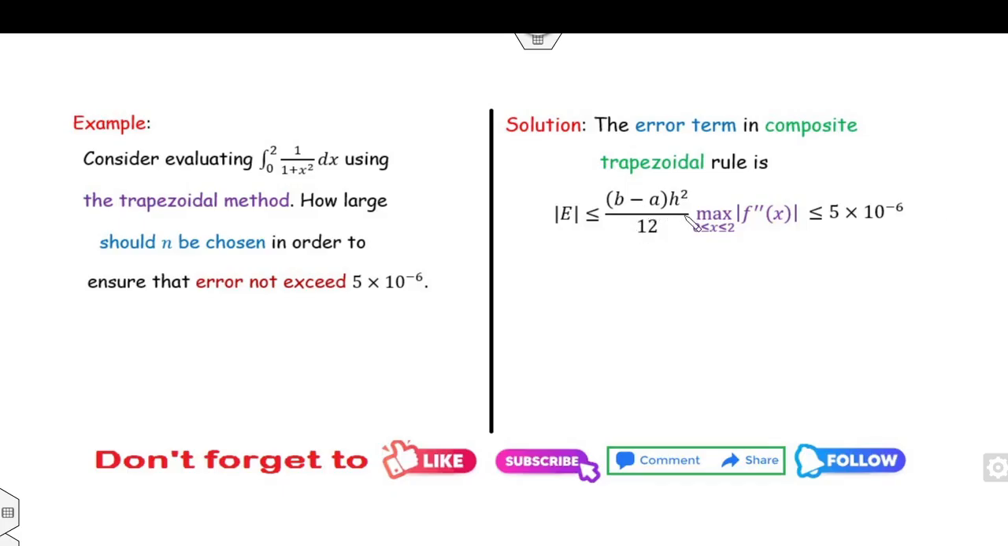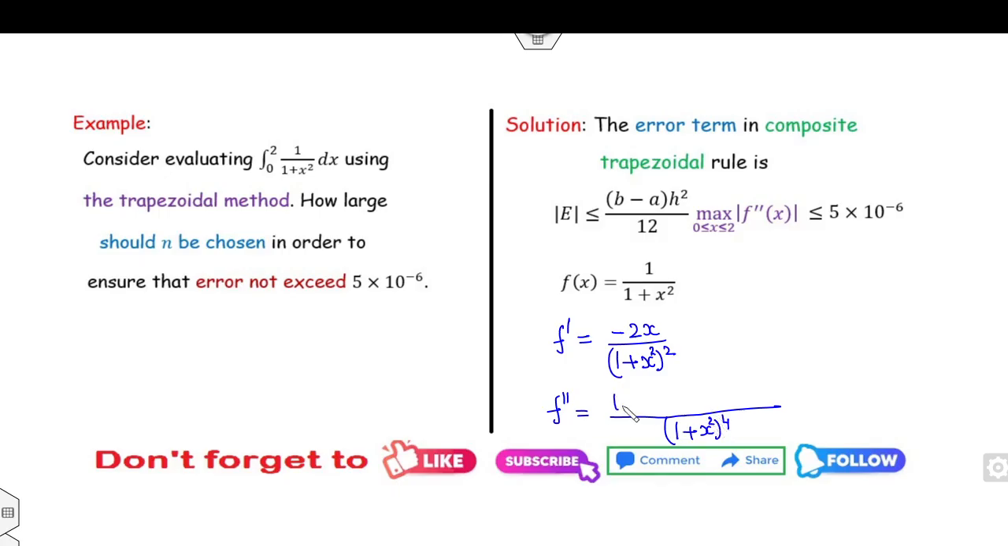We know the b. What is the b? b is my 2, a is my 0. So therefore nh is my b minus a. This is 2. So h will be 2 over n, because my target is to find the value of n. Now I can find the value of the f double dash for the given function f. What is the derivative? Derivative is my minus 2x over 1 plus x square. First derivative. Can you find the second derivative? It is my product division rule. So I can say this is x square. Fine.